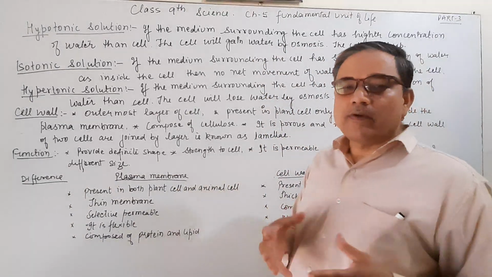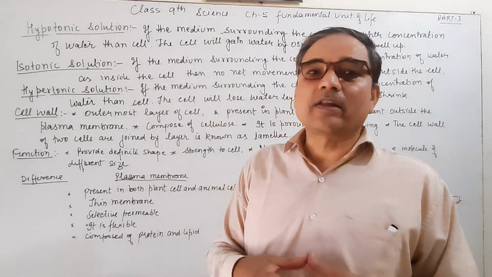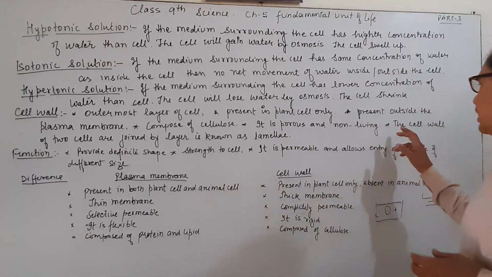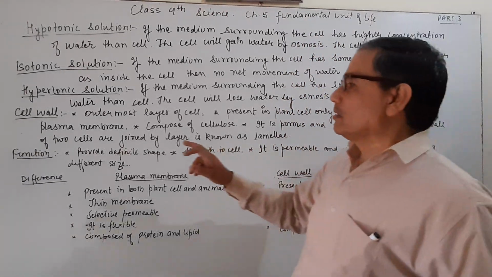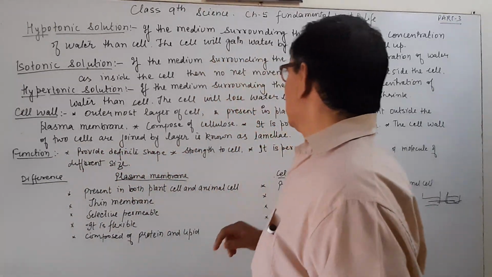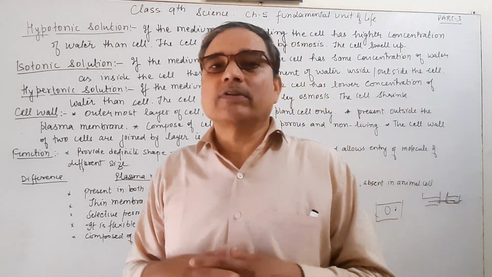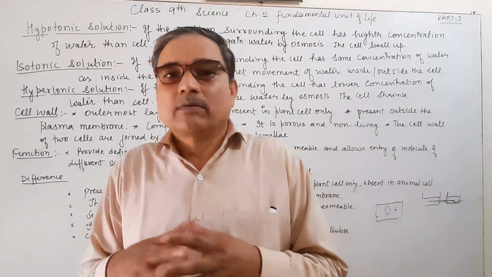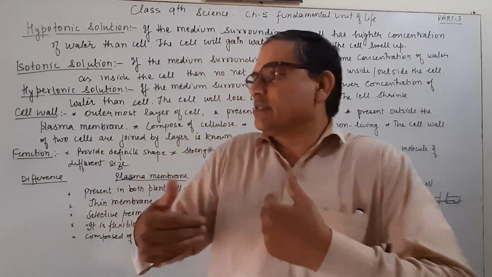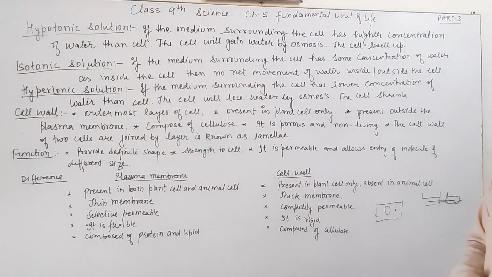It is non-living, and plasma membrane is soft, flexible. The cell wall is not flexible, and the cell wall has a layer joining two cells. When the cell walls of two cells are joined together, this jointment is known as lamella.